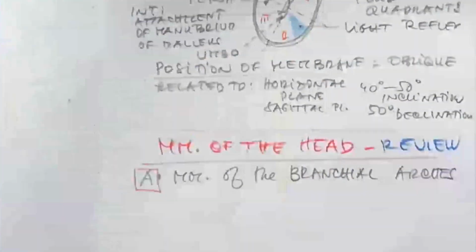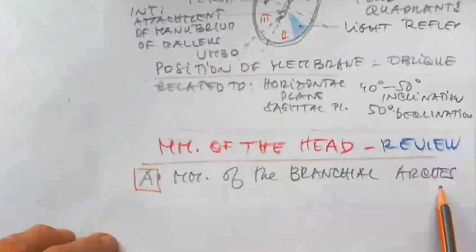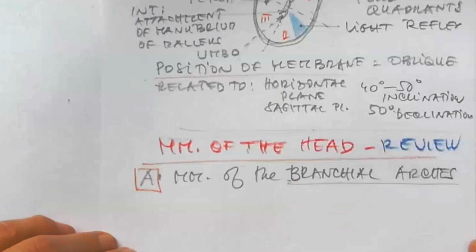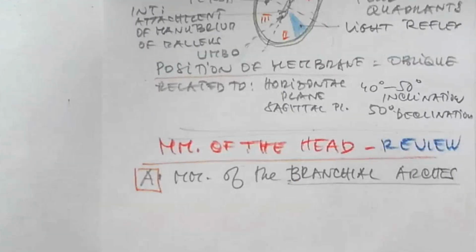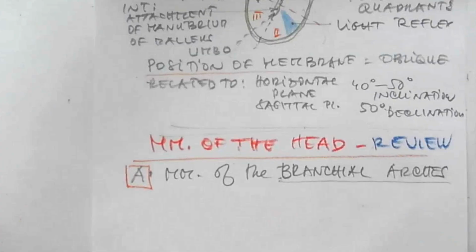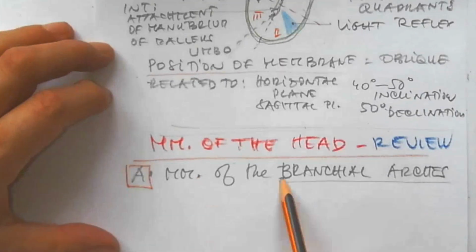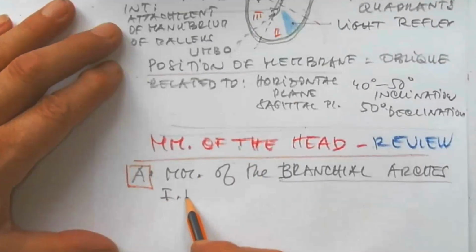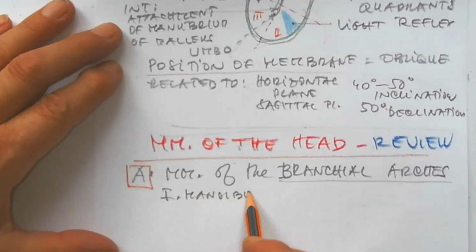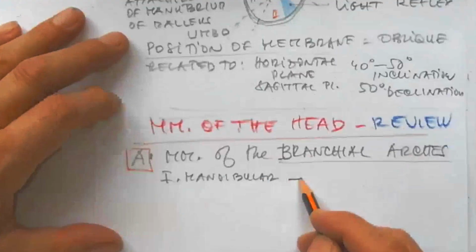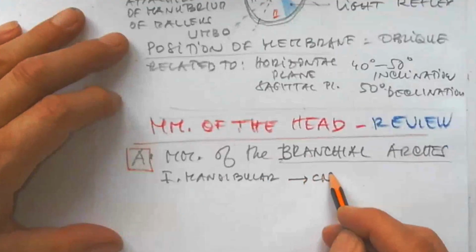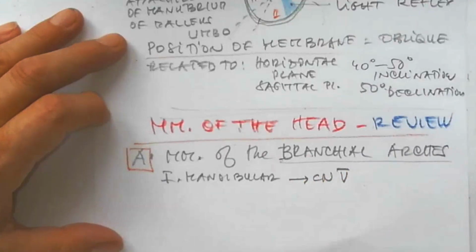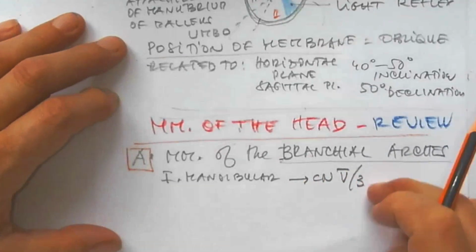So we start with the first group, muscles of the branchial arches. In one of the next lectures, we'll also speak about the organs, branchial organs. You see, this is the material which has its origin in the branchial arches. So number 1, the first arch, is called the mandibular arch, which is connected with cranial nerve number 5, always 5/3.